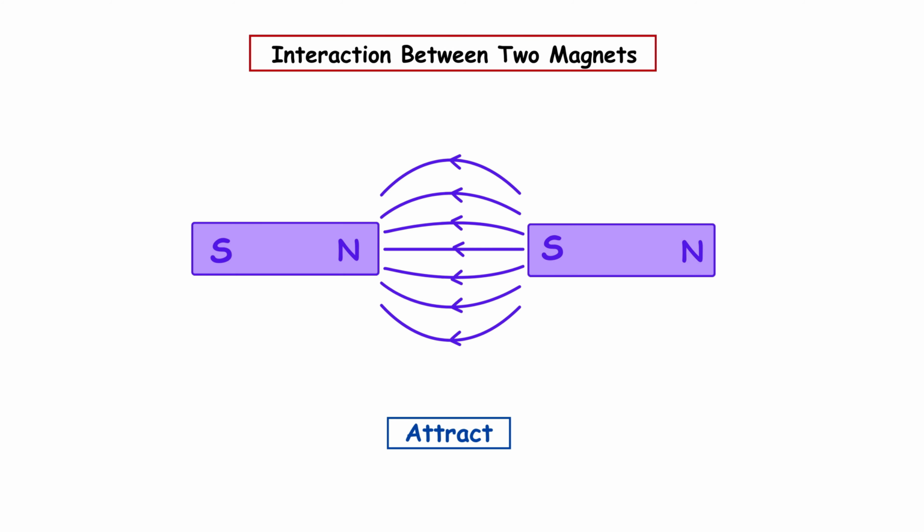On the other hand, if we flip one of the magnets so that a North Pole is facing a South Pole, the field lines from one magnet flow directly into the other. This configuration results in the magnets attracting each other, since the field lines naturally move from north to south, creating a pulling force. And that brings us to the end of today's video.